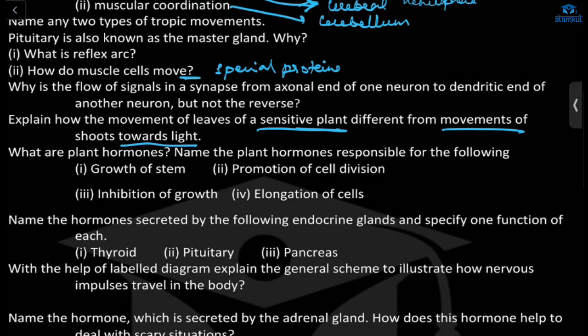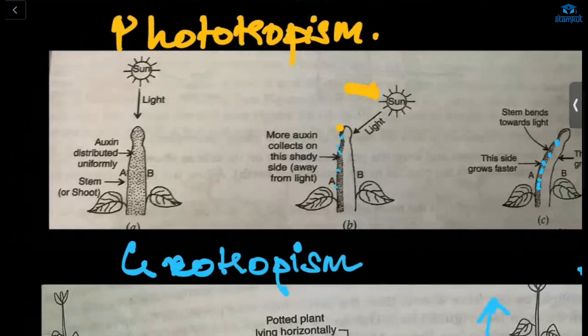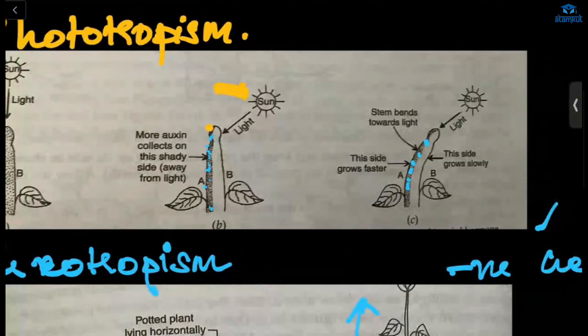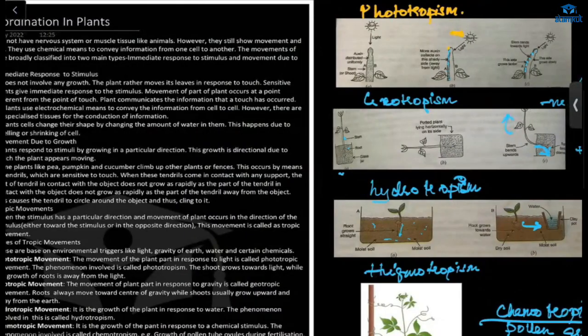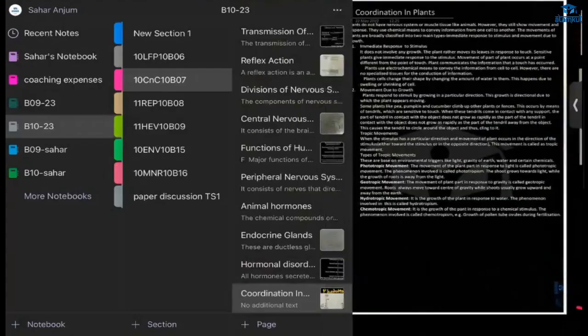Because the plant will respond to the stimulus, that is sunlight, by growing in that particular direction. Here you will see, auxin will be growing here. Because of that, there will be bending of the stem towards the light. So this movement is growth dependent. That is the difference between the sensitive plant and the shoot movement.